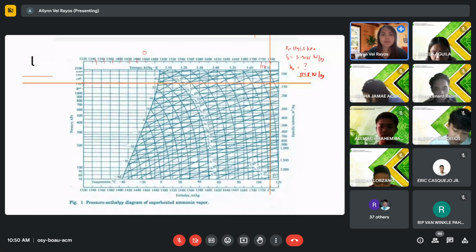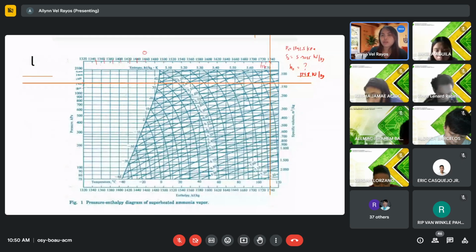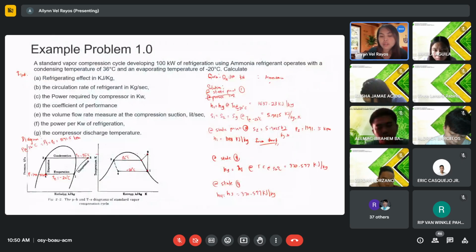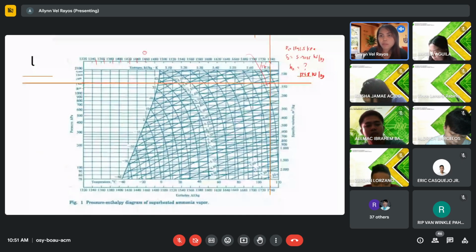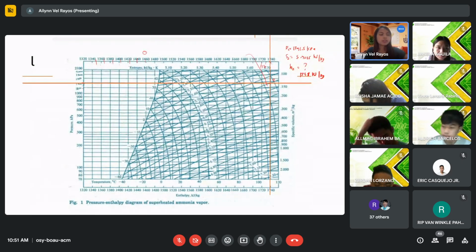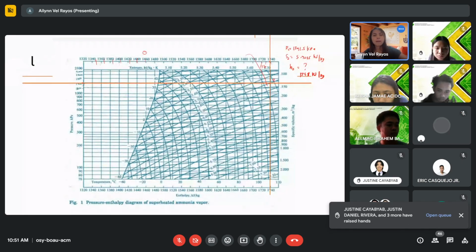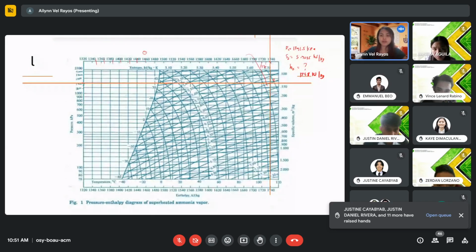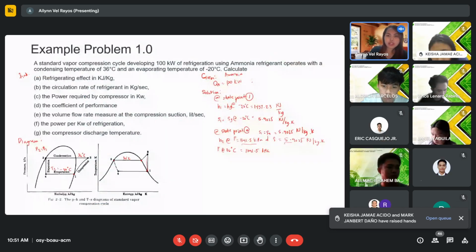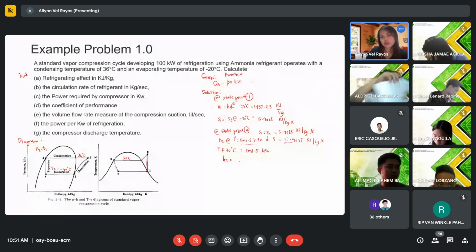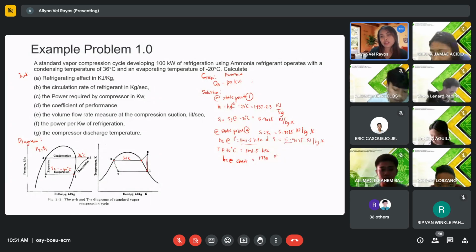Okay, clear ba tayo sa pagtingin ng superheated? So, ibig sabihin, yung state point 2 natin, sa superheated, ay nandito. Pataas naman ako ng kamay kung clear tayo doon. Okay. So, therefore, sulat natin siya dito. H2 natin na nakuha sa chart is equal to 1738 kilojoule per kilogram. So, meron na tayong H2.